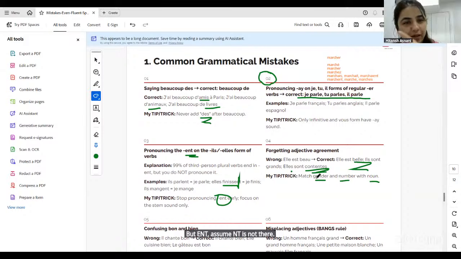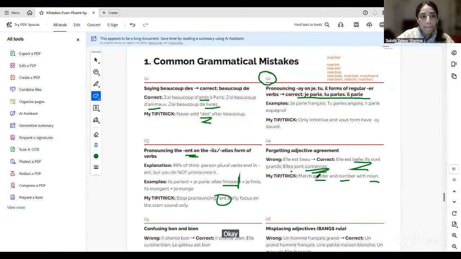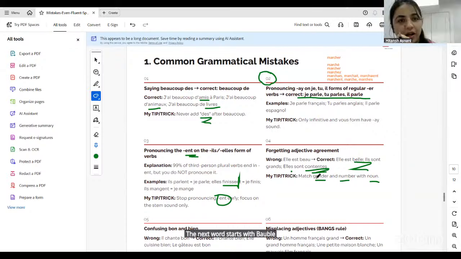What if, like somebody mentioned as an example, we have to do a liaison, suppose the next word starts with a vowel, then in that case, do we pronounce it like finissent-t-ils? No. No.